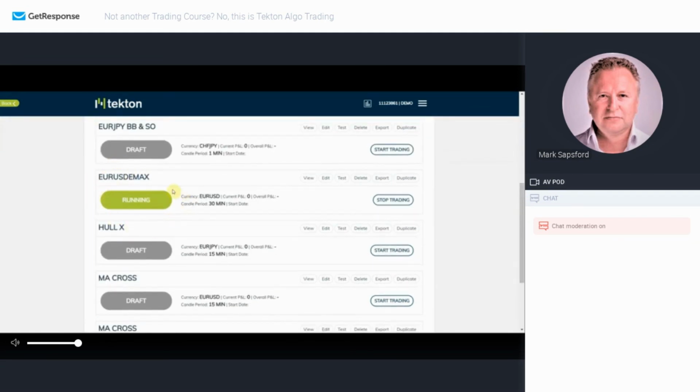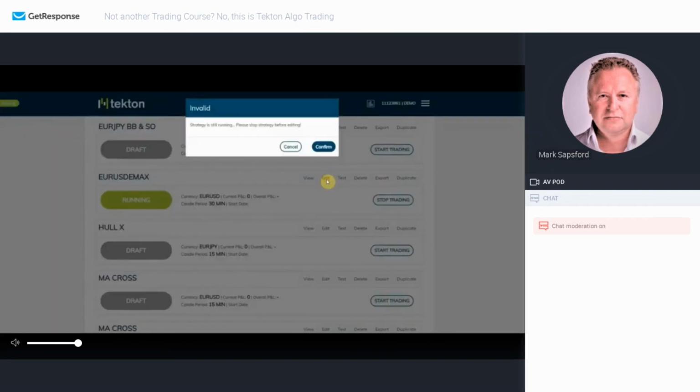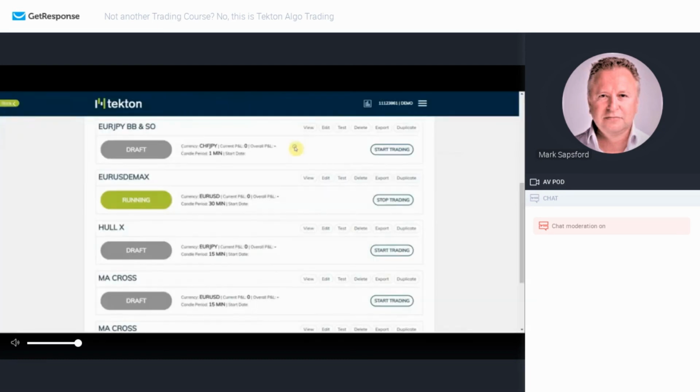Once that's clicked, our strategy will appear here as running. Notice our little window here has changed from draft to running, and now if I try to edit the strategy, it won't let me because it's actually running live. So I'm going to cancel that.